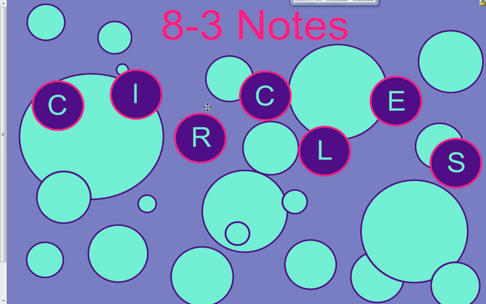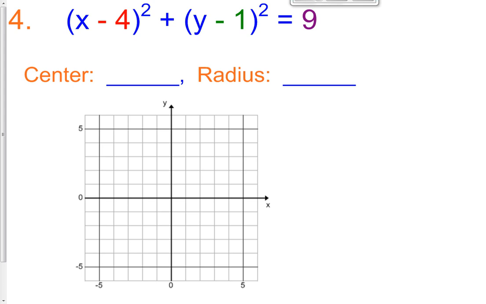Hello everyone, we're going to continue our work with circles on lesson 8.3. This time on these problems we are given the equation of a circle and we have to identify the center and the radius. And then obviously once we have the center and the radius we can graph any circle.